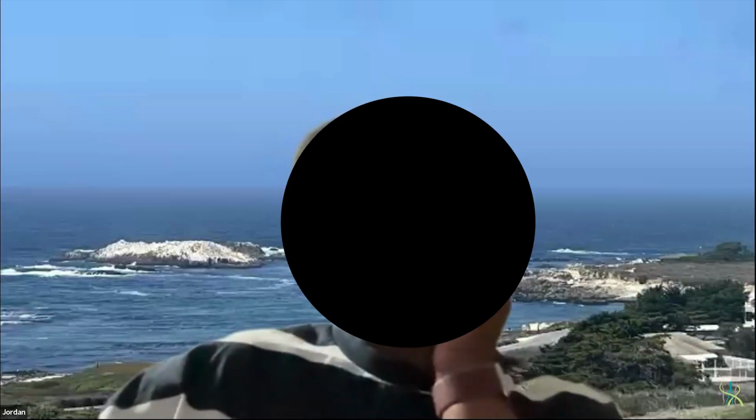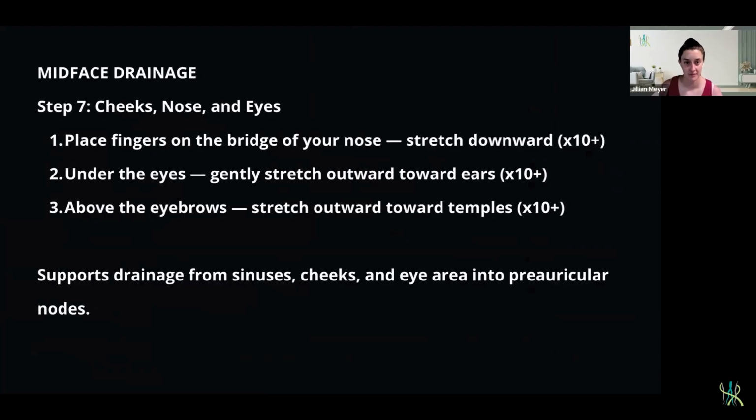And if you have to, Jordan, just do in front of the ear and then behind the ear separately. That's okay too. Okay. If you have to go like this or whatever you need to. So then we're going to go mid-face.